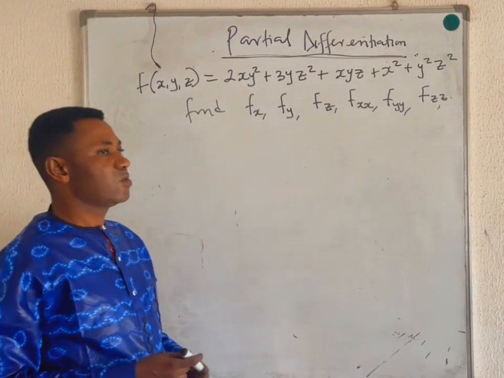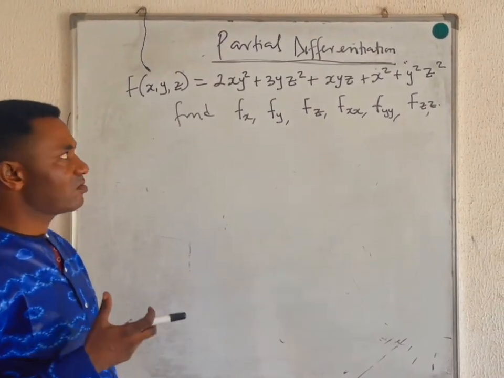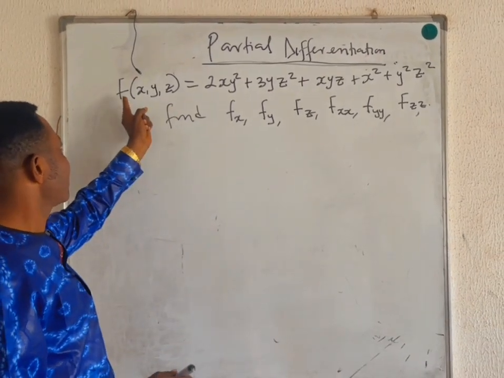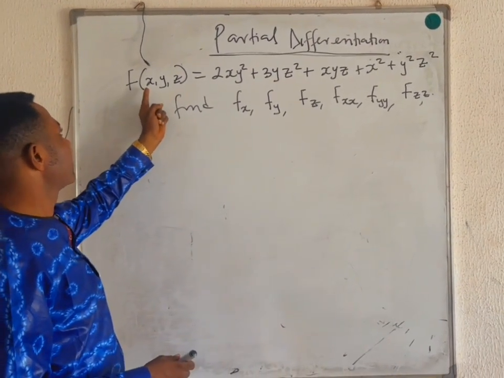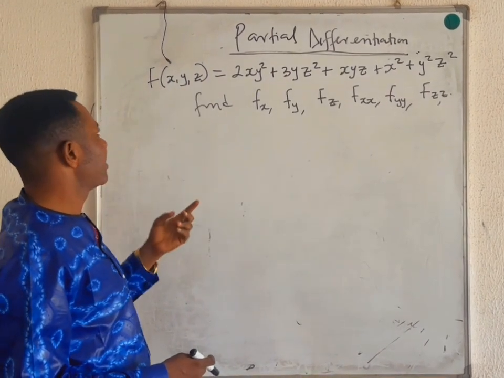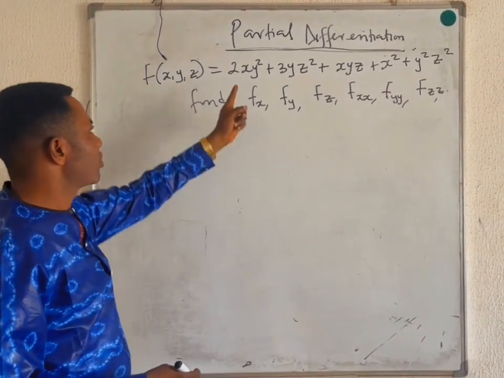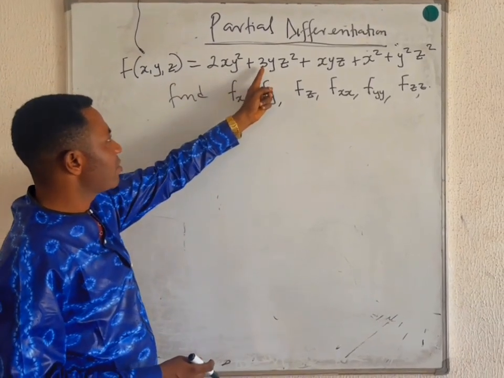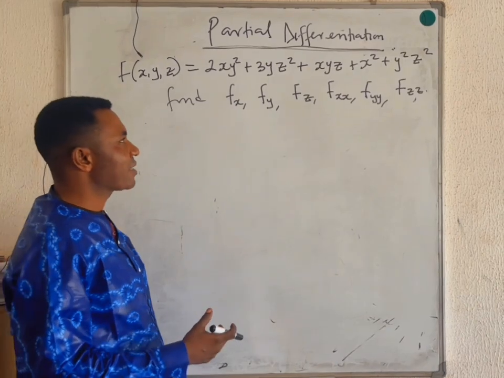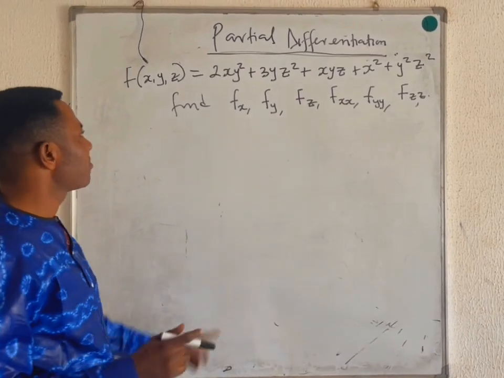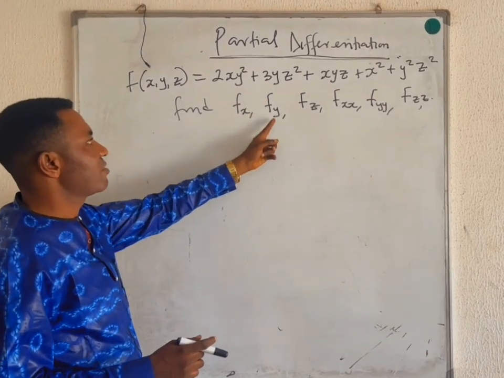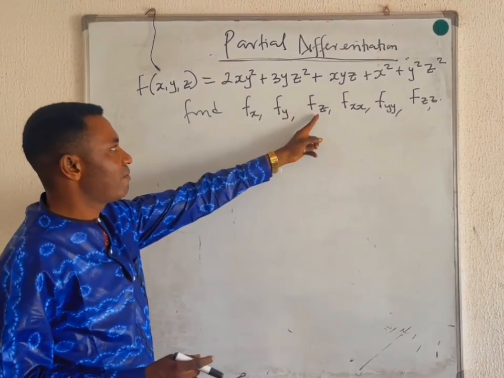Yes, today we want to look at partial differentiation. Look at this question. They say a function f of x, y, z, that is, the function is of x, y, z, which is 2xy squared plus 3yz squared plus xyz plus x squared plus y squared plus z squared. The question is to find partial f partial x, partial f partial y, partial f partial z.